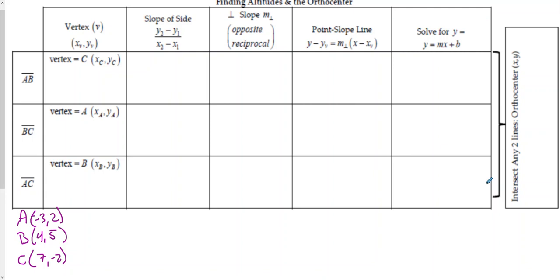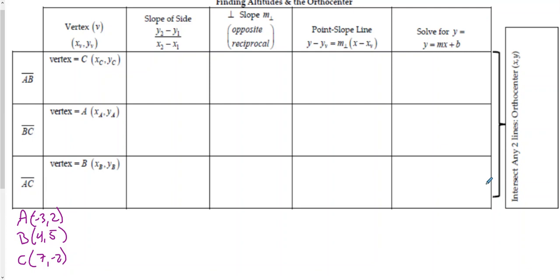So you're going to use the vertex and the slope of the opposite side to find this. Again, there are three sides and three altitudes. You only need to find two. All three will go through the orthocenter, but you only need two of them. The third one you could use as a way to check to make sure it's the same. But if you do your math right, you should be in good shape.